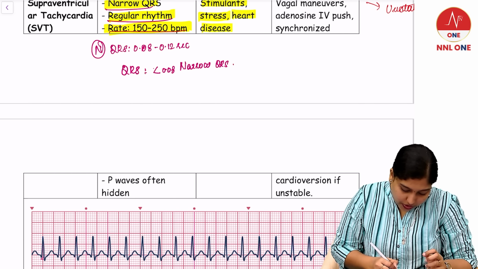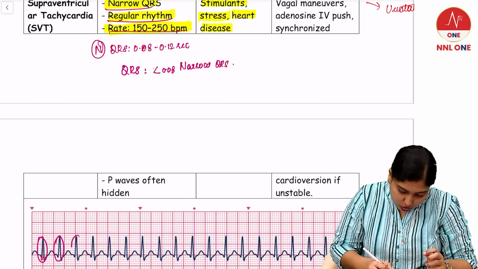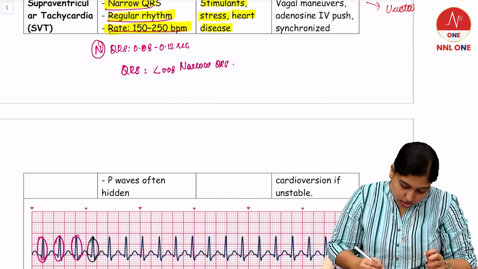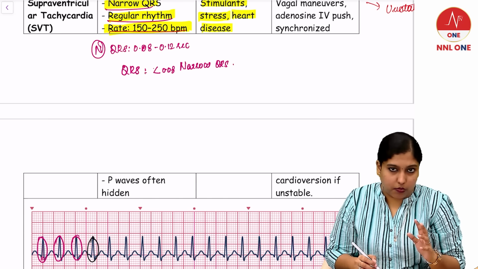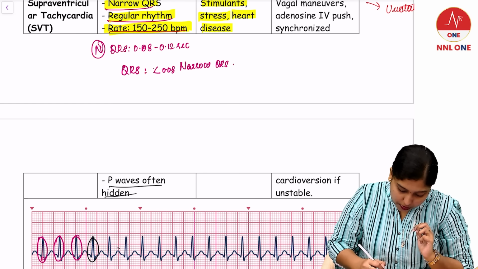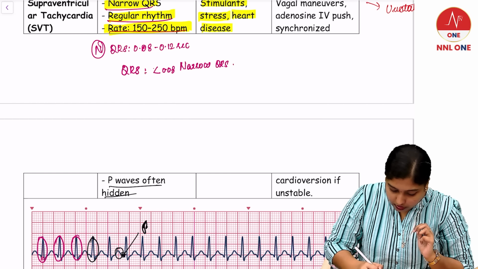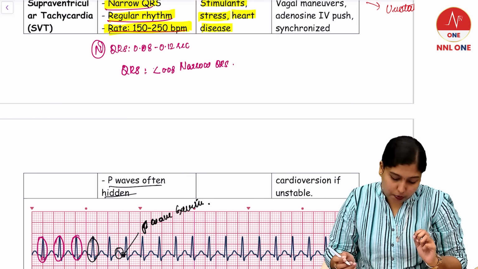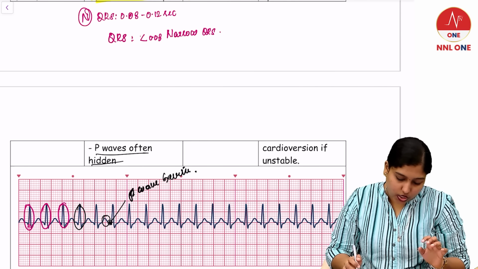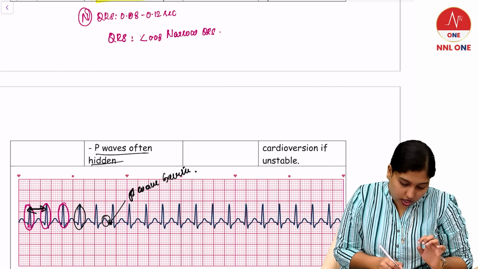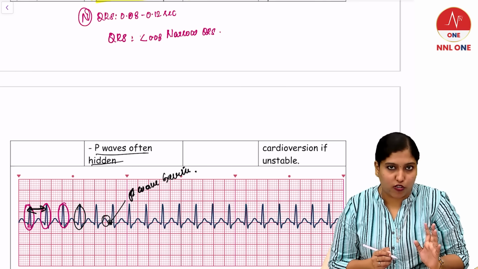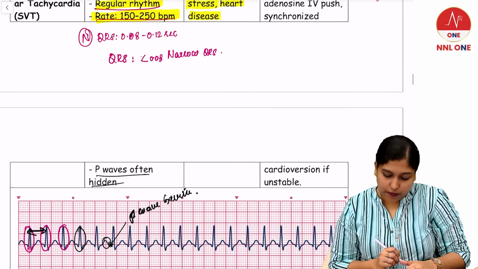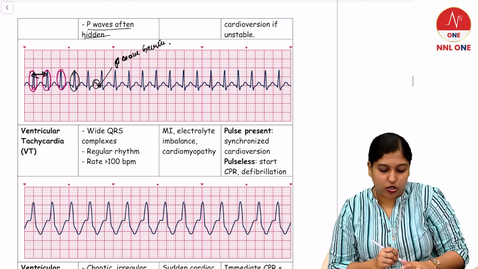The patient is having a very narrow QRS complex, and you can see the P wave is buried. The P wave is hidden. You can calculate the heart rate manually because we have done a lot of problems on that. The heart rate is going to be more than 250 beats per minute. If the patient is unstable, we go for adenosine and cardioversion.